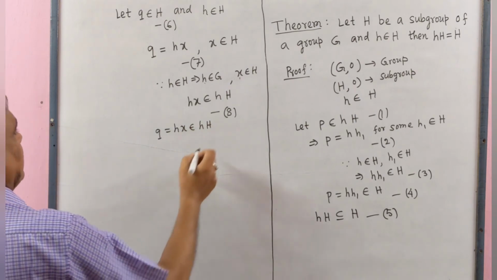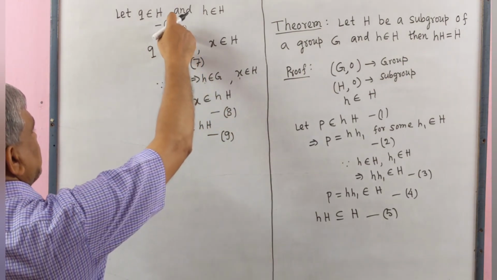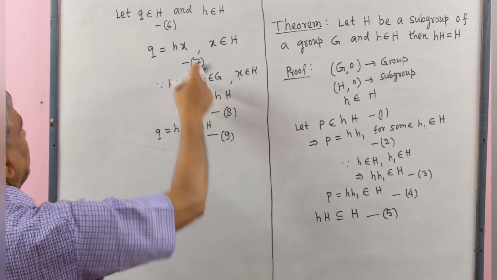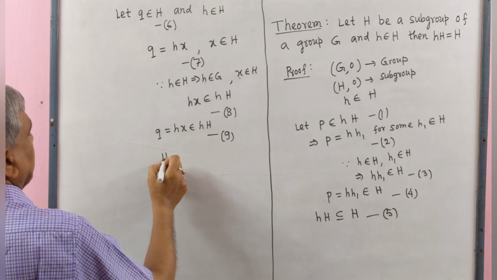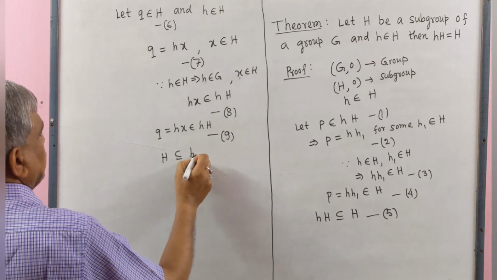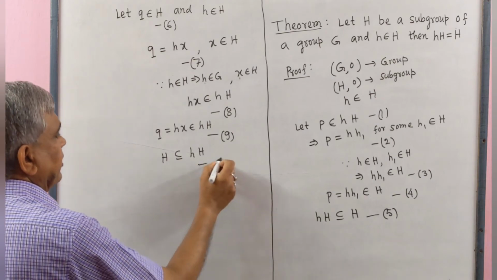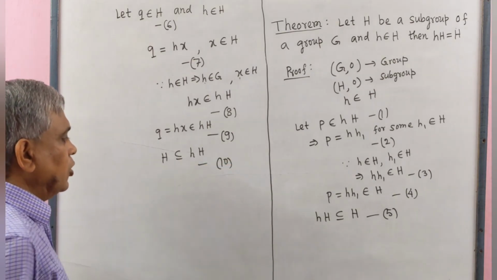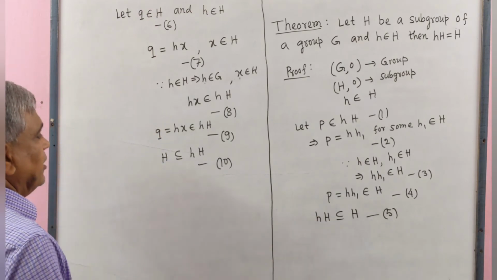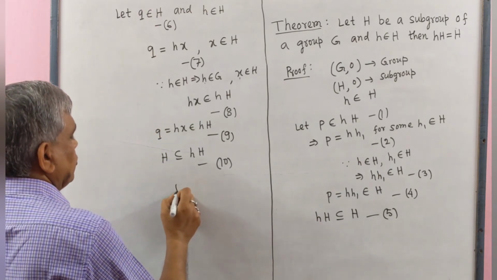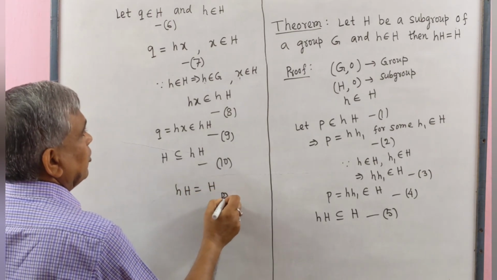That means, from 6 and 9, capital H is the subset of small h capital H. This is number 10. From 5 and 10 we get small h capital H equal to capital H. Proved.